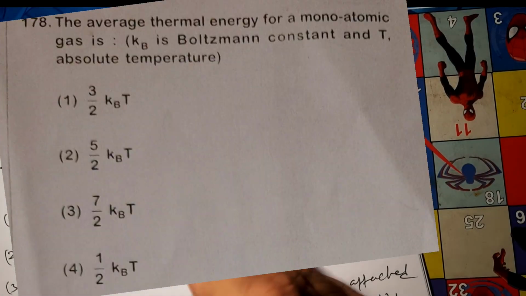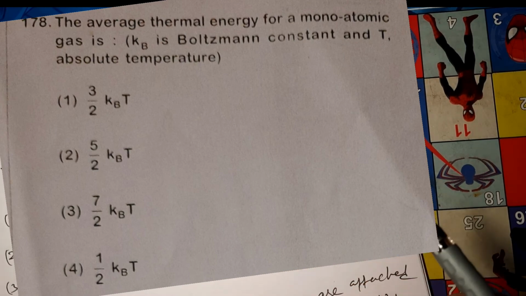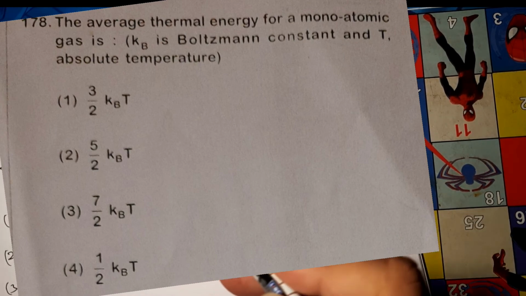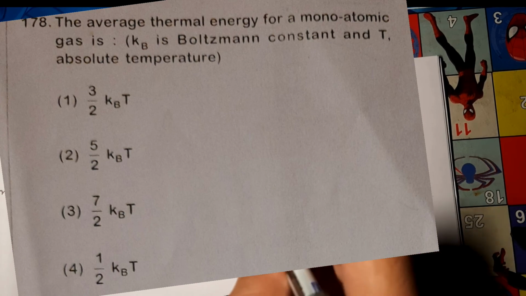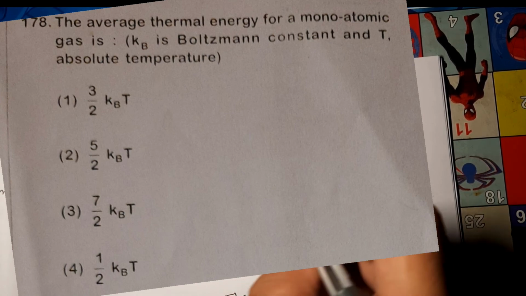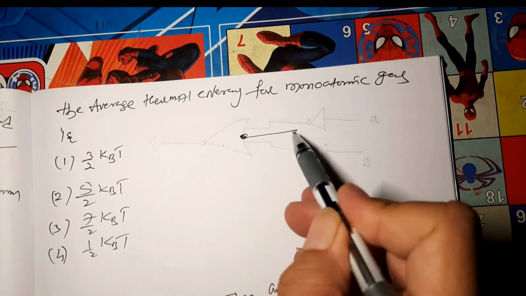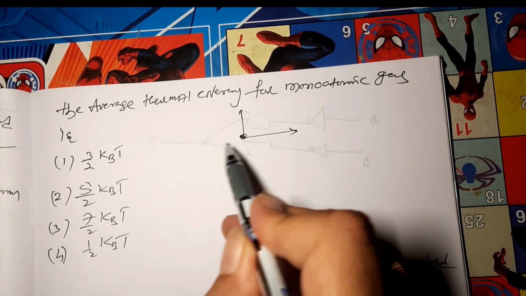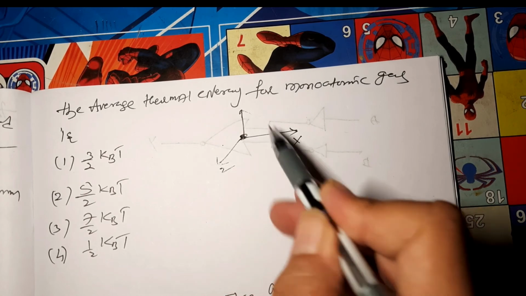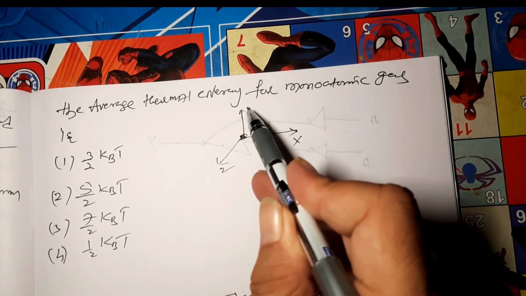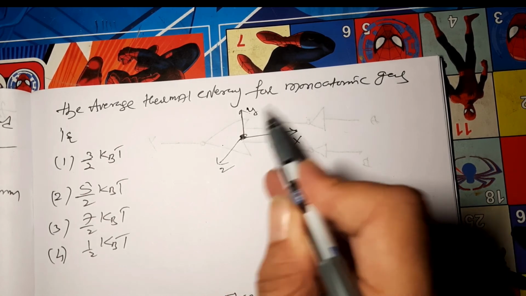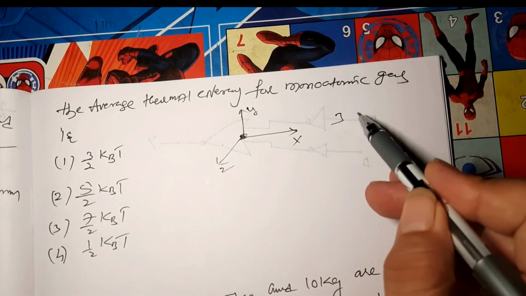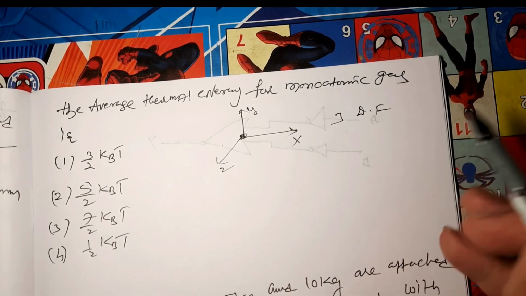The average thermal energy for monoatomic gas. Monoatomic gas means it has 3 degrees of freedom, translational degrees of freedom. It moves along the x direction, it moves along the y direction, or it moves along the z direction. It has the freedom to move along 3 directions. So it has 3 degrees of freedom.